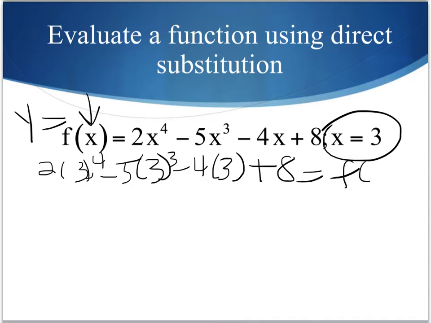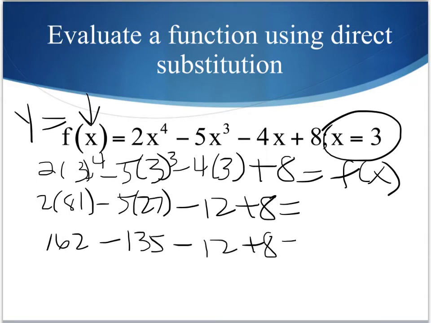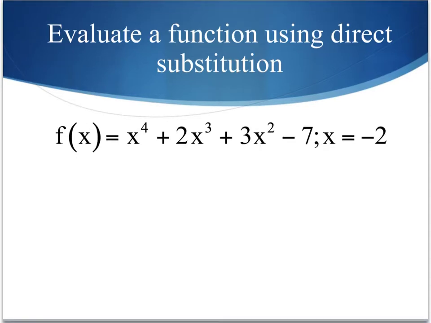So this f of x, when we evaluate, 3 to the 4th power is 81, 3 to the 3rd power is 27, minus 12 plus 8. 2 times 81 is 162, 27 times 5 is 135, minus 12 plus 8. When we combine those all together, we end up with f of x is equal to 23. And no, you may not use the calculator to do this evaluating. So pause the video and try this one on your own.